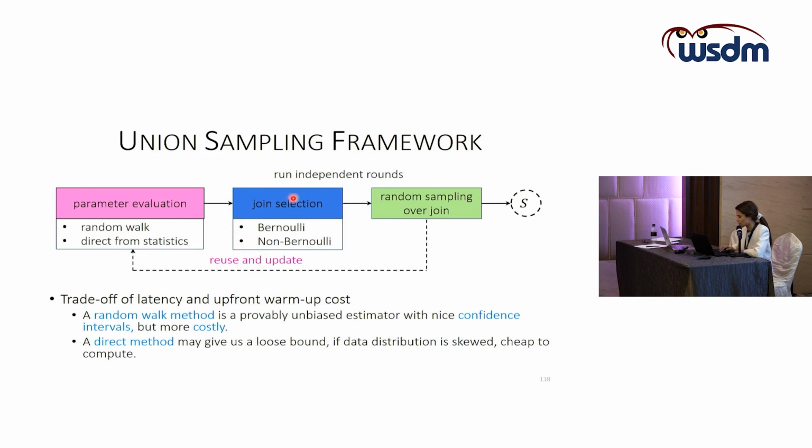Once we approximate the parameters, we have different algorithms for join selection, and there's always a trade-off between the latency and the upfront cost of the warm-up phase. So to overcome that cost of the warm-up phase, we have an online union sampling algorithm that combines this parameter evaluation with join selection and random sampling. So it means that we sample during, for example, the random walk, we sample join paths, and then we reuse those samples during the random sampling over join paths, and then every time that we update these parameters, we revisit all of the samples that we have collected, and with some accept-reject ratio, we adjust their probability such that it becomes 1 divided by the size of U.